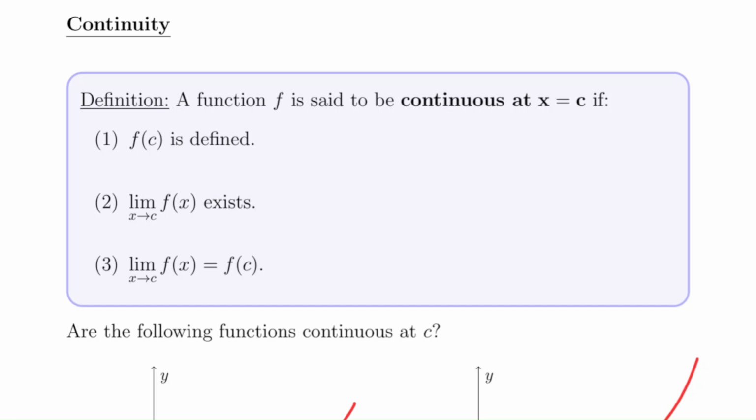What does it mean for a function to be continuous? Well, the idea is pretty simple. It's that you can draw the function without lifting up your pencil. So there's no holes in the graph, there's no jumps in the graph or vertical asymptotes.